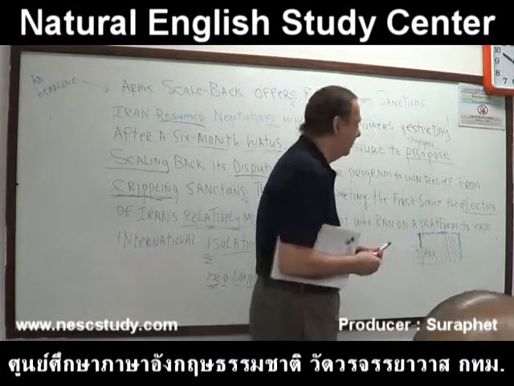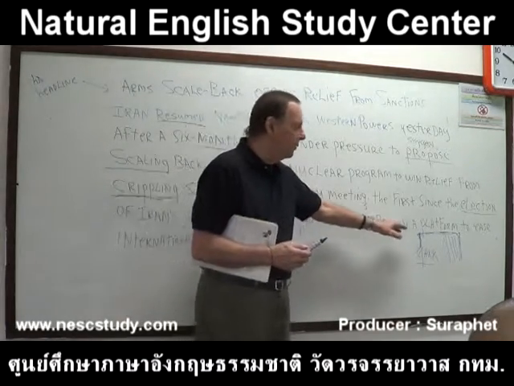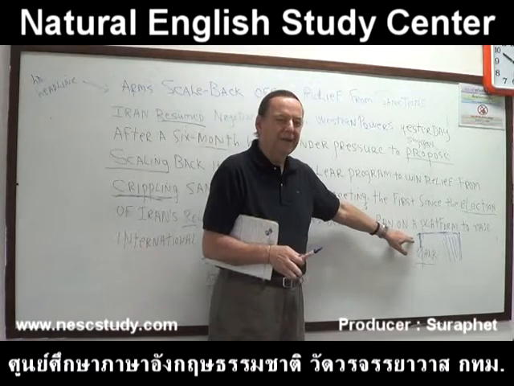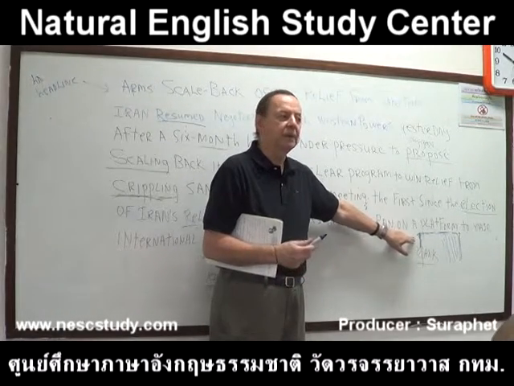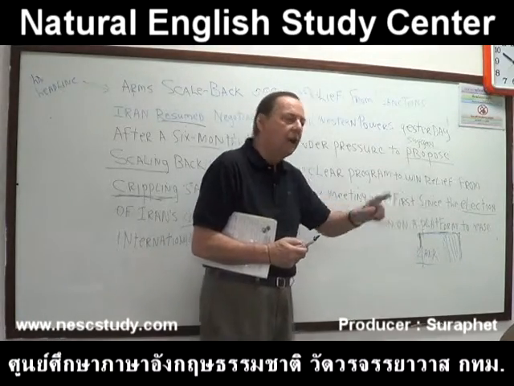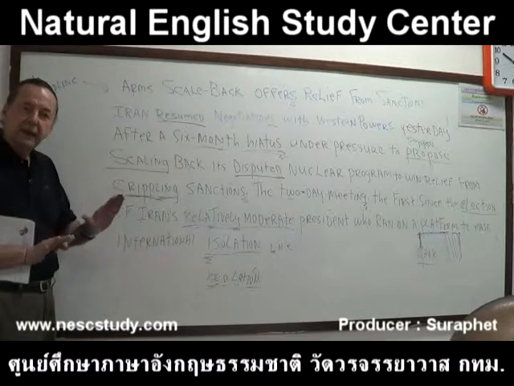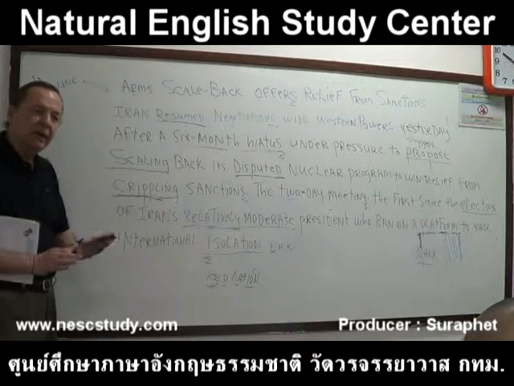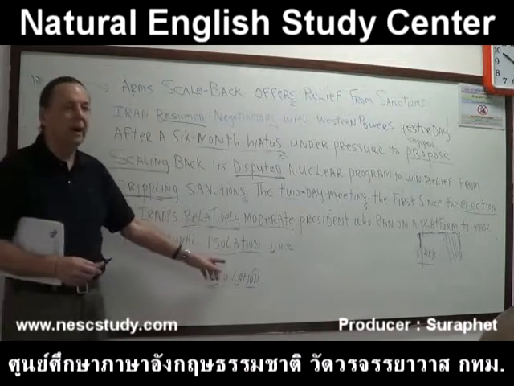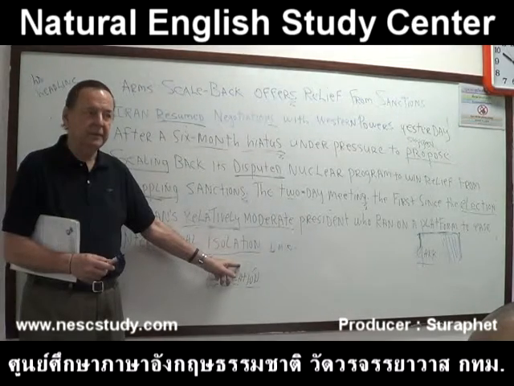In this case, they're saying that the Iranian president, who's relatively moderate, is running on a program. He's running on a platform. It's not really a platform, but they use the word. It's his policies. What is his program? Well, he has one plank in his program, and that is to ease, reduce, lighten up international isolation. What is isolation?